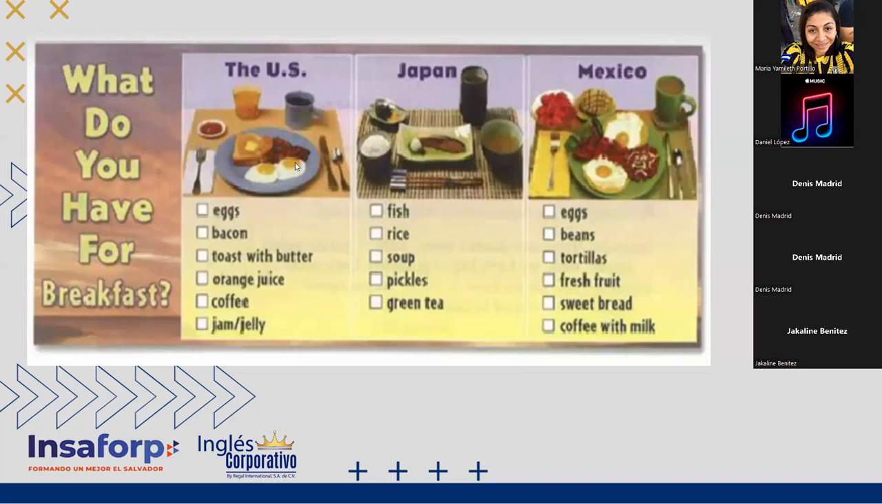The US. They eat egg, bacon, toast with butter, orange juice, coffee, jam, or jelly. In Japan, Daniel? In Japan, they eat fish, rice, soup, pickles, green tea. Mexico, they eat eggs, beans, tortillas, fresh fruit, sweet bread, coffee with milk. Excellent. Thank you, Daniel. Very good.